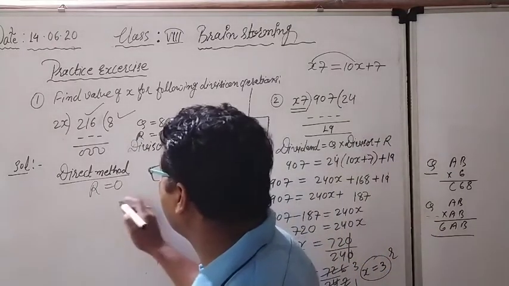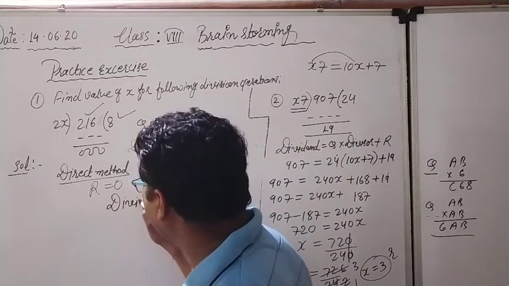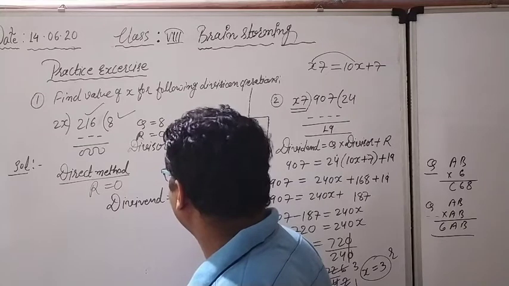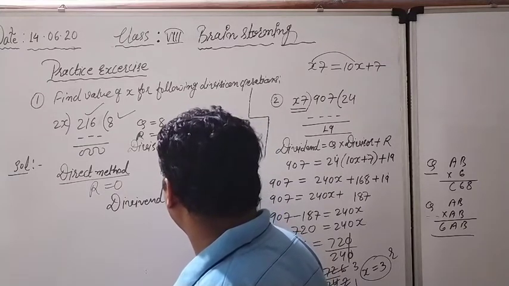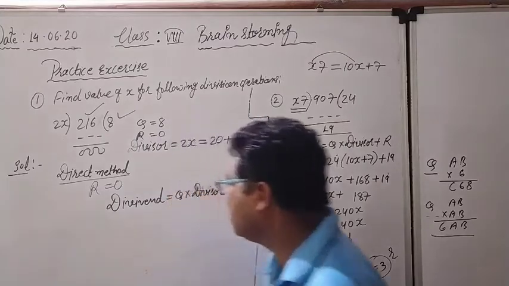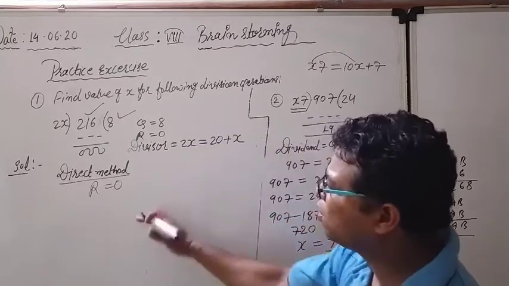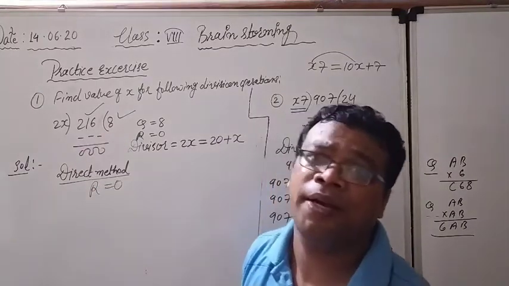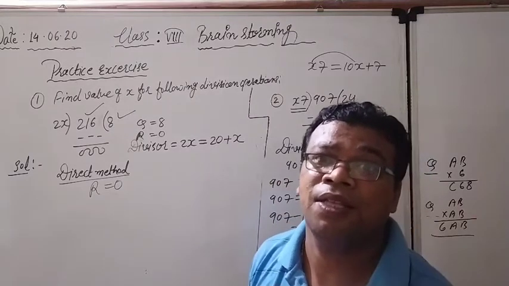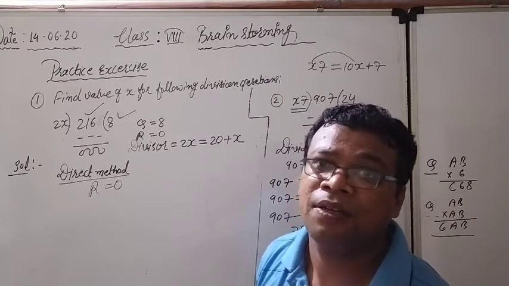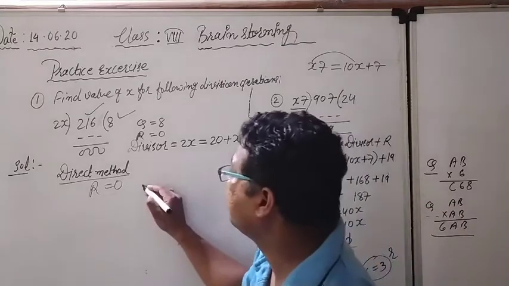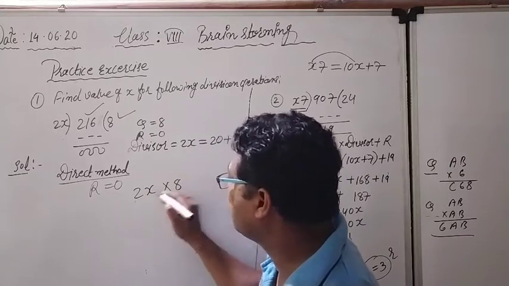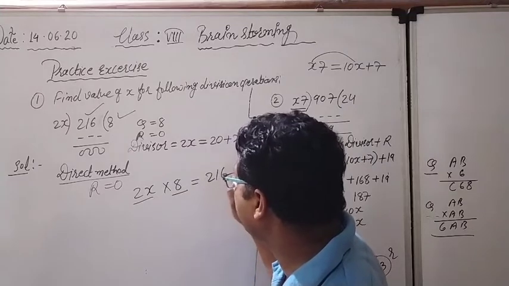Meaning it shows me that the dividend is equal to the quotient into the divisor. Now see, no need to write down the formula, because we are not going to do it with the help of the formula. See here, if the remainder is 0, meaning 216, that is the dividend, is totally divisible by the divisor. I can find out that 216 is coming from 2x multiplied by 8. 2x multiplied by 8 will give me 216.